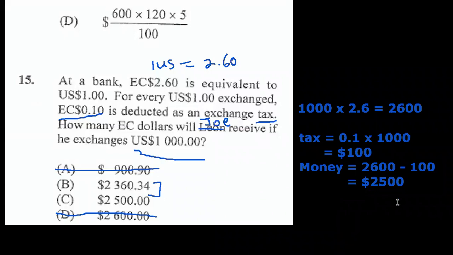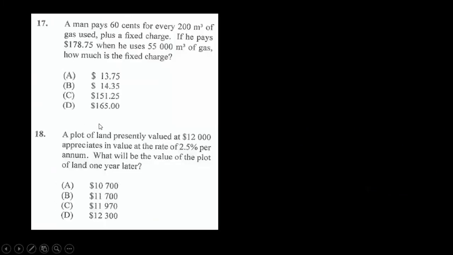Let's continue. We have 5 more questions like these, and then we have some notable mentions, right? One, a man pays 6 cents for every 200 meter cube of gas plus a fixed charge. If he pays $178.75 when he uses 55,000 meters cube of gas, how much is the fixed charge?